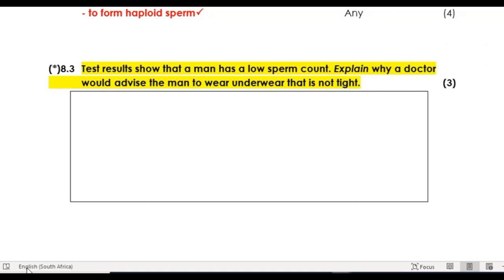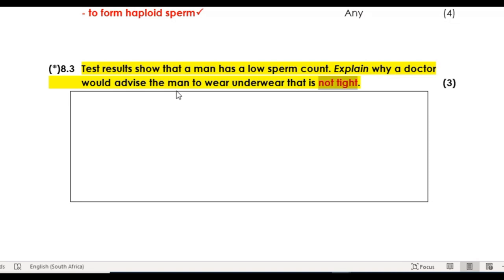Now remember when we spoke about the scrotum, I explained to you they're going to ask you a higher order question for the scrotum, and this is one of the higher order questions they can ask you. Now you need to be able to unpack two things here. Number one, you need to understand if a man has a low sperm count. The question says, explain why the doctor would ask him not to wear tight underwear. And you would need to know what tight underwear will do to sperm, or to the scrotum.